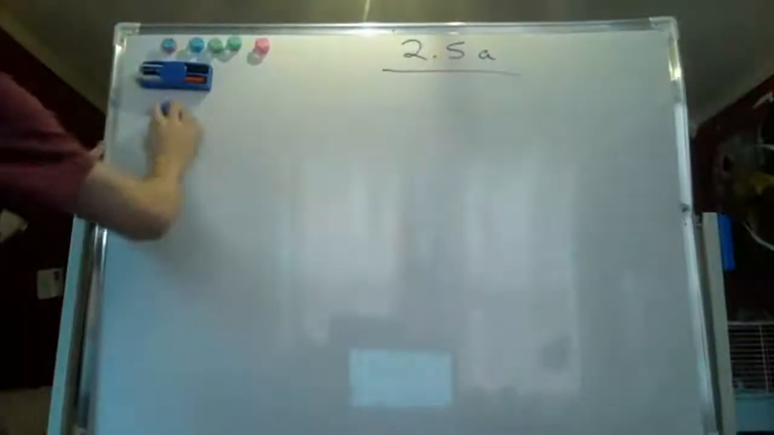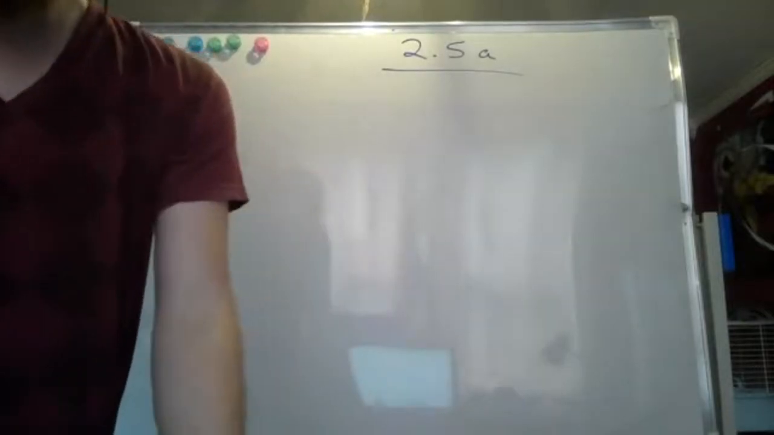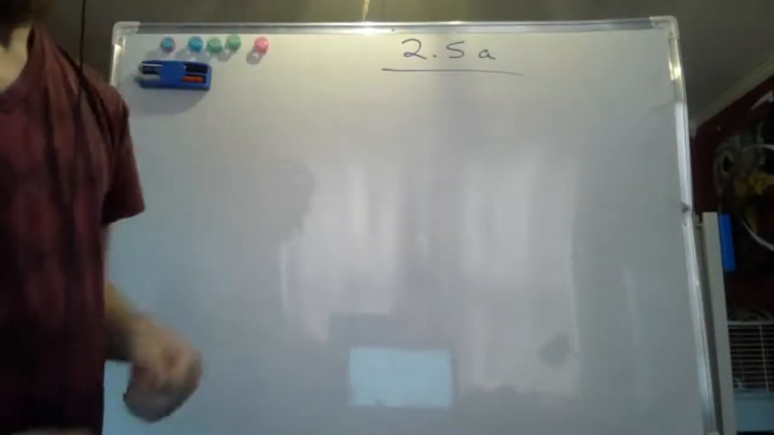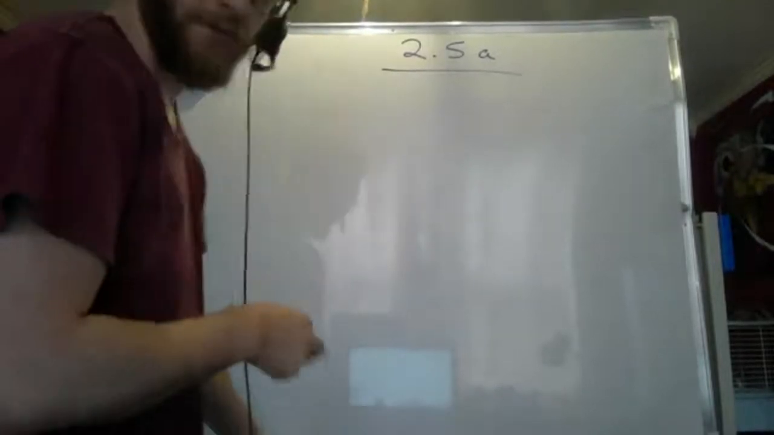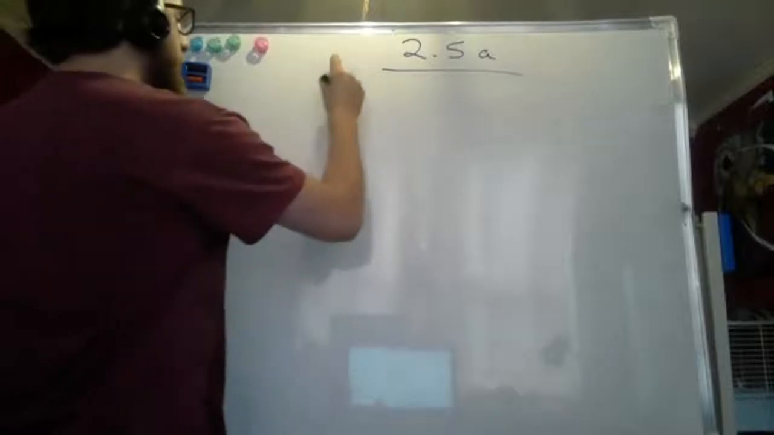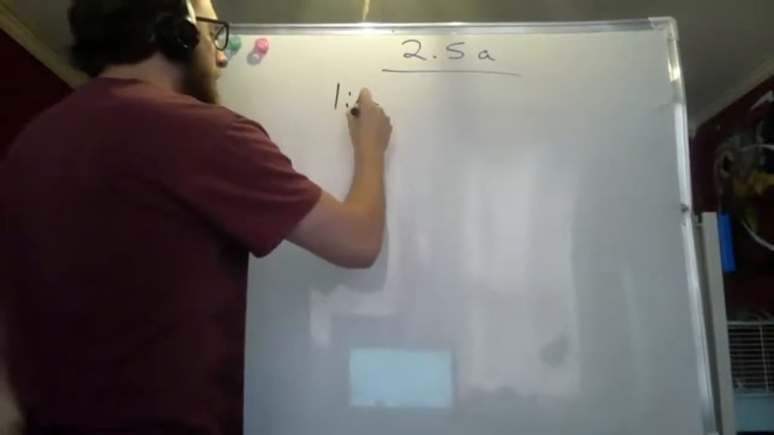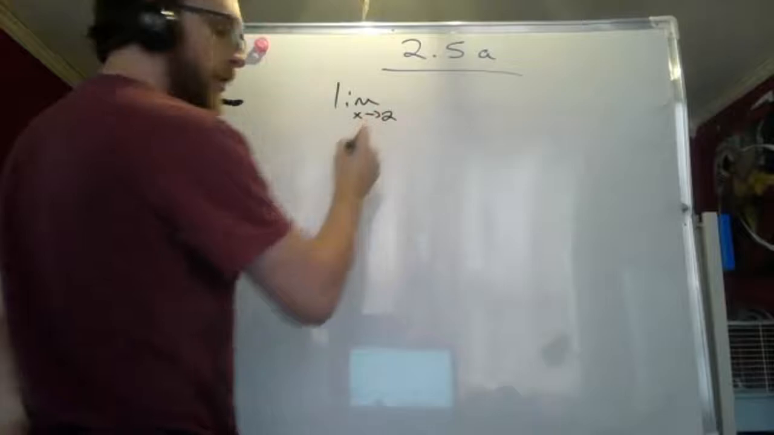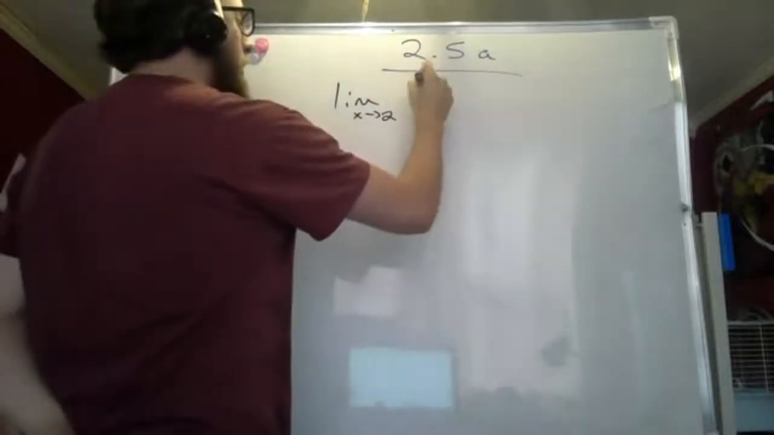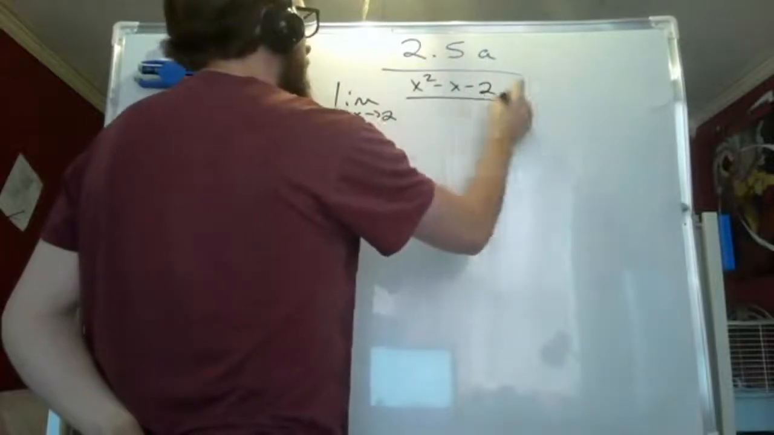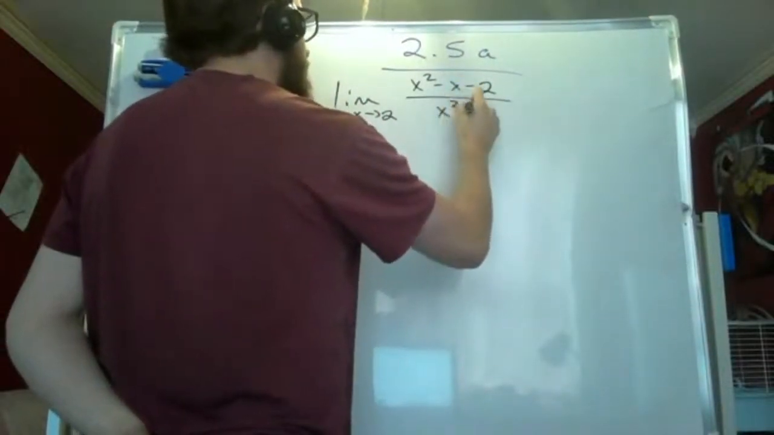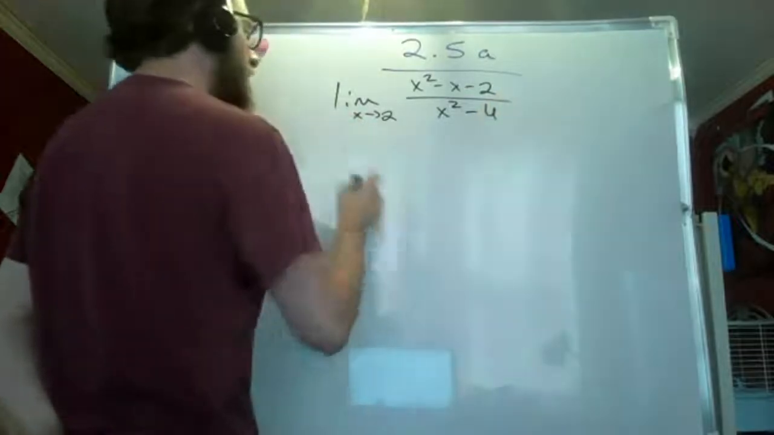All right, here we go. Example 1. All right, some factoring simplification. Okay, let's suppose we're looking at the limit as x goes to 2 for the function x squared minus x minus 2 divided by x squared minus 4.